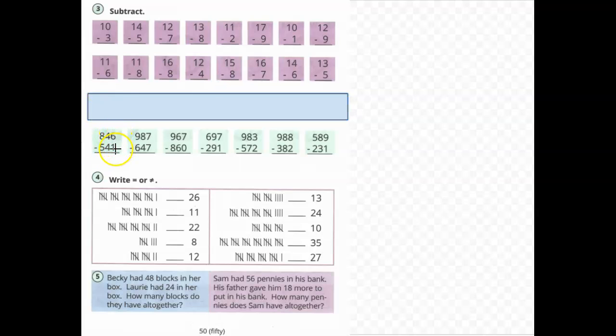So 6, take away 1, you have 5. Then subtract the tens column. 4, take away 4, 0. And then subtract the hundreds column. 8, take away 5, and you get 3. All right, so go ahead and finish this row and push pause, finish this row, and come back to me when you're done.